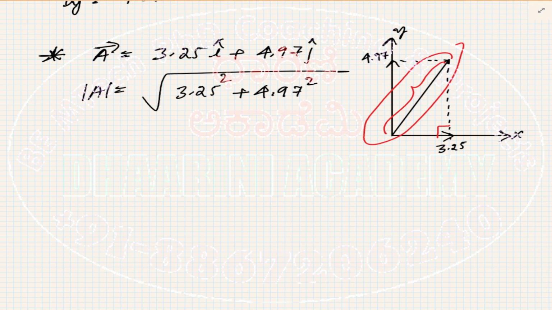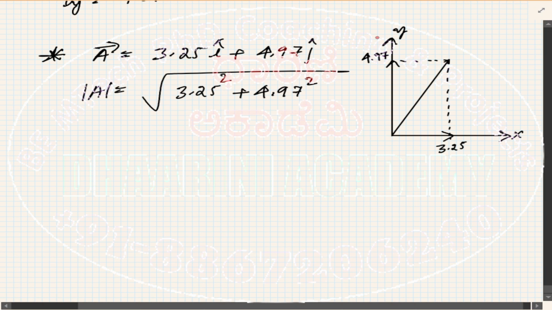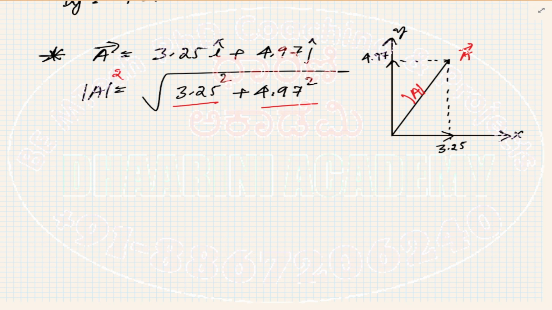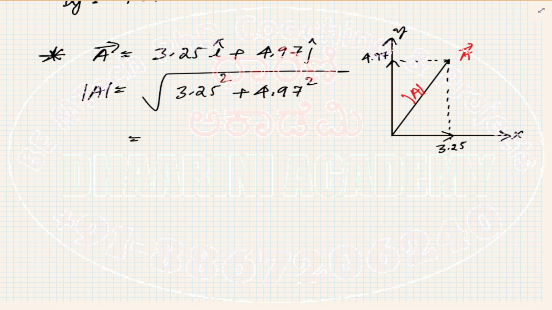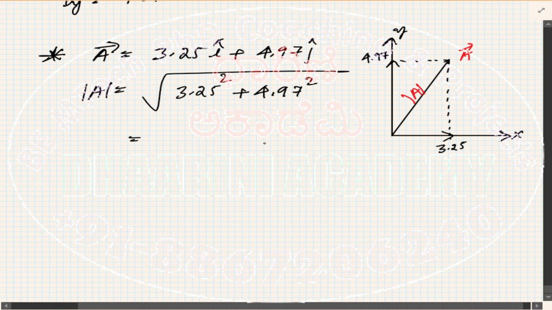The length of this line itself is the magnitude of A. You can calculate magnitude of A square is equal to 3.25 square plus 4.97 square, which means that for the magnitude of A, take a square root on both sides. That gives you this equation. Please find this value now. 5.93 is the magnitude.